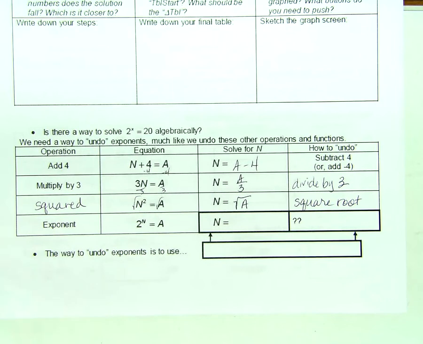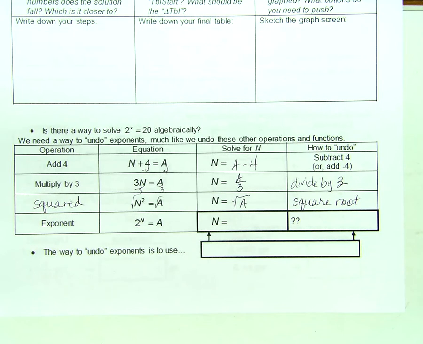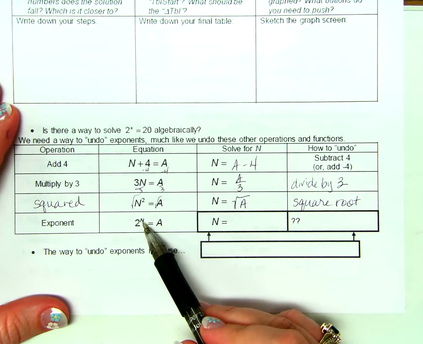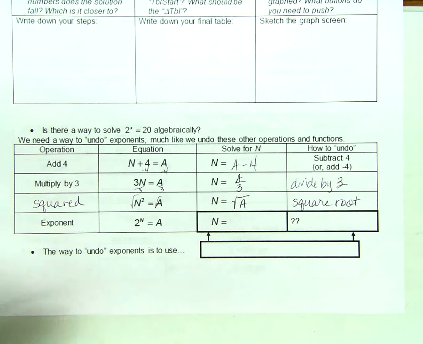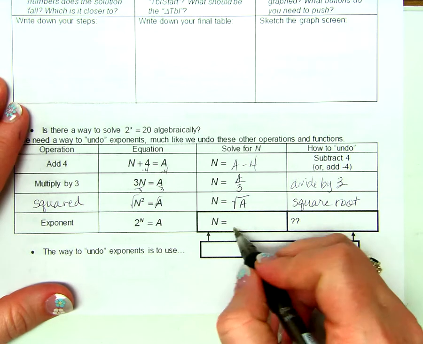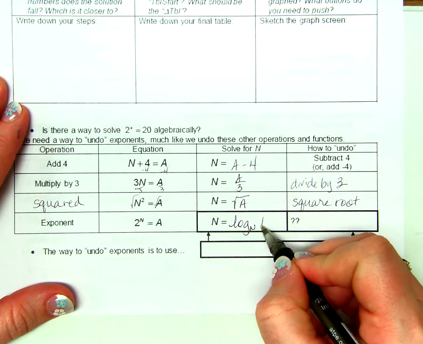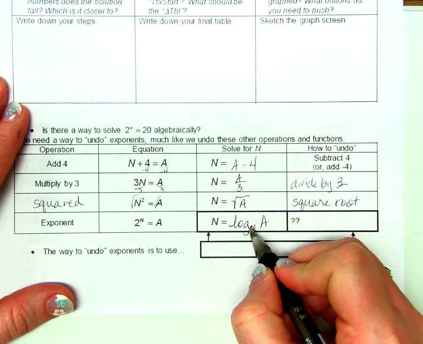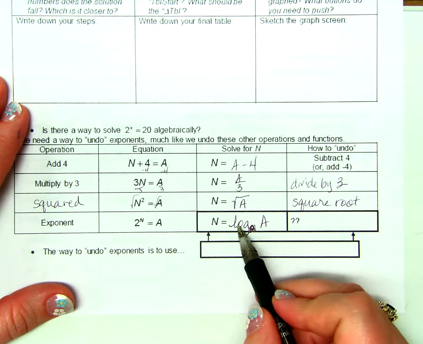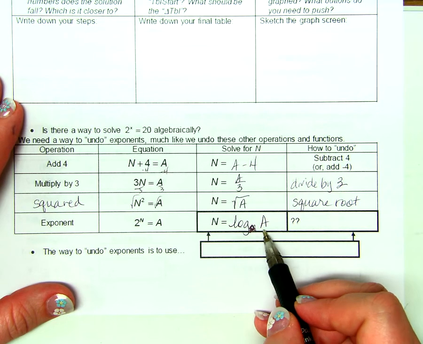So what about an exponent? Where is the n? It's in the exponent, right? And that's part of the problem, because we don't know how to get the n out of the exponent until today. Dun dun dun. This is what it looks like. Sorry, that's a 2. Log base 2 of A.